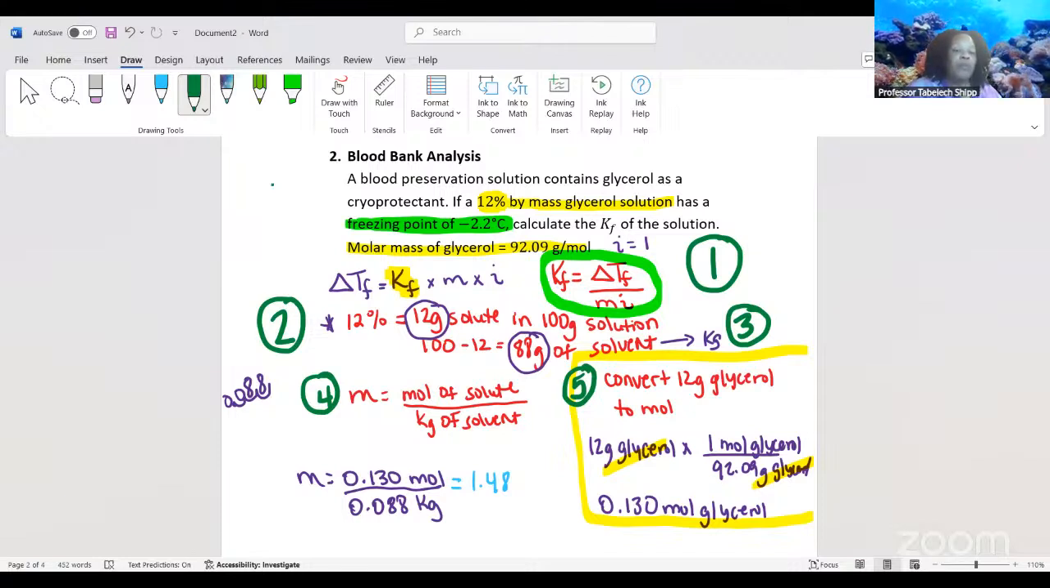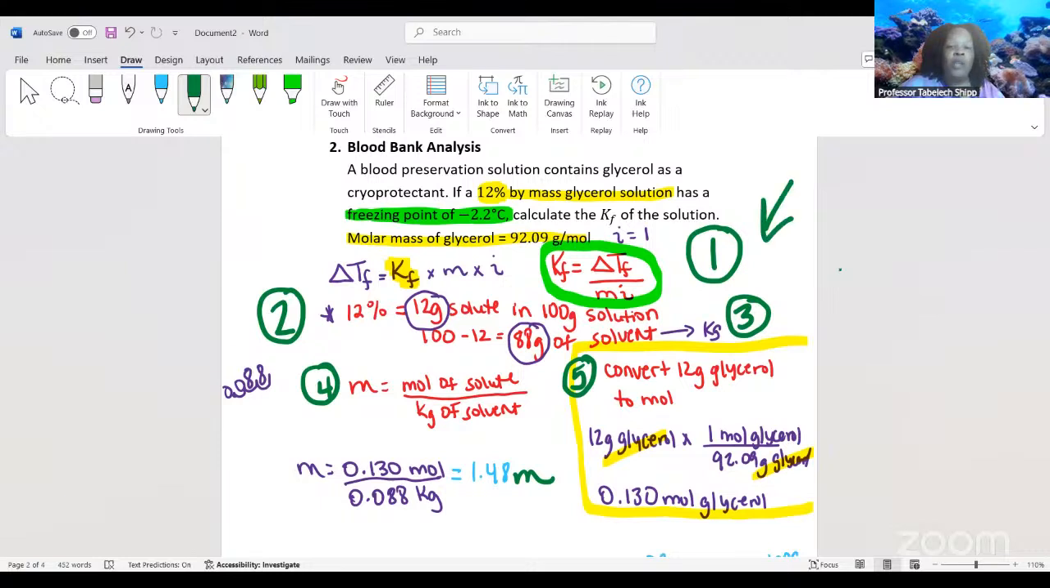On the bottom, remember when we converted the grams of your solvent to kilograms? So we divided the 0.130 moles by the 0.088 kilograms on the bottom, and that gave us 1.48. And let me put the little funny shape M here so that you all will know that's the unit for molality. We then took that and plugged it into step 1's formula.